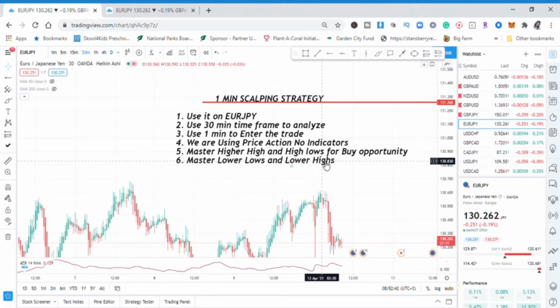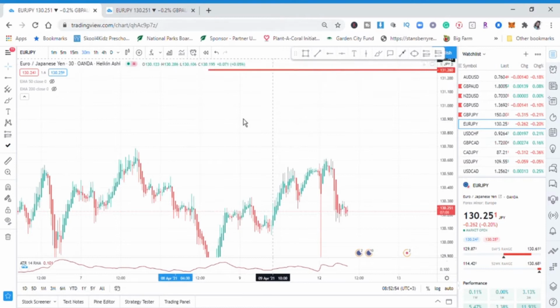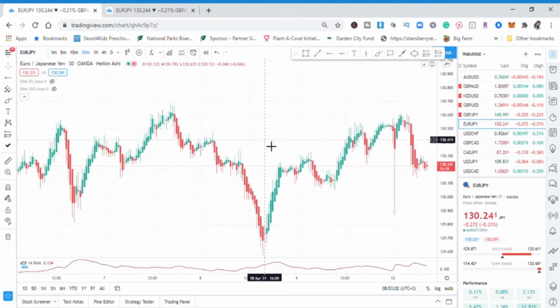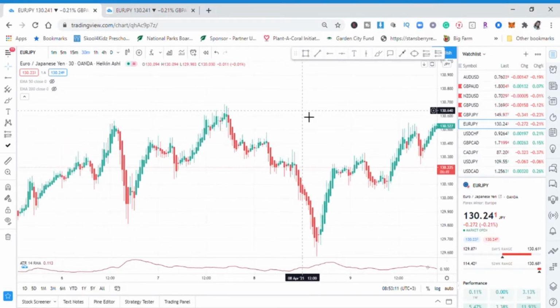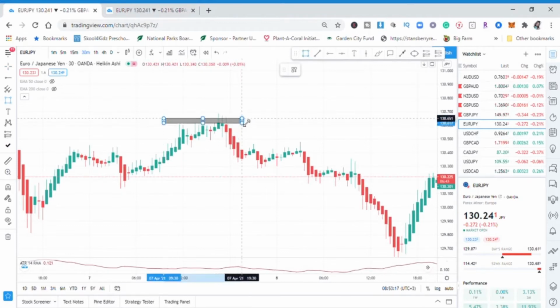So this is our chart. This is our Euro JPY on the 30 minutes time frame. What you need to see is where there's a rejection of, let's say, more than 5 to 7 candles. As we can see here, there has been a rejection of so many candles. Remember, when you're on the 30 minutes time frame, one candle represents 30 minutes. So this is 1, 2, 3, 4, 5, 6, 7, 8, 9, 10, 11, 12. So 12 candles have rejected this zone.